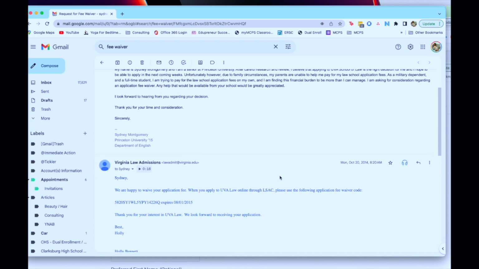We're happy to waive your application fee. When you apply to UVA Law, please use the following application fee waiver code. Thank you for your interest in UVA Law. We look forward to receiving your application.